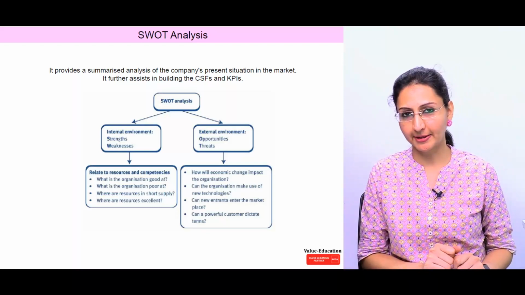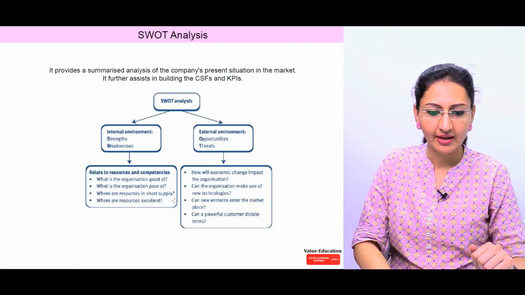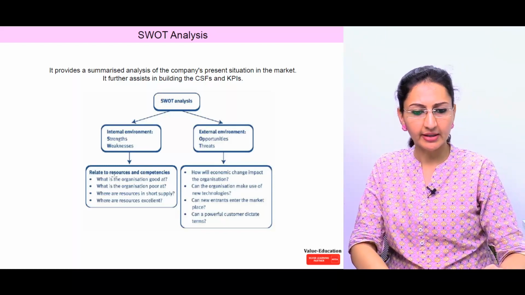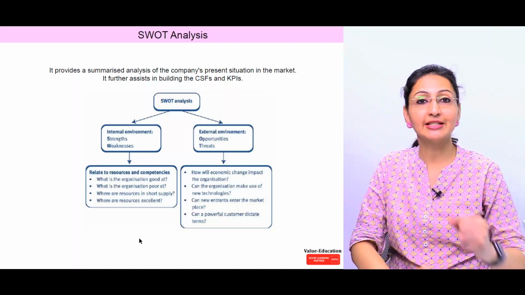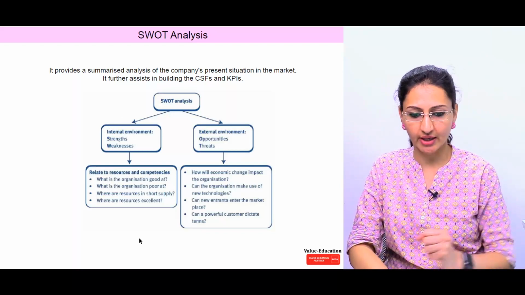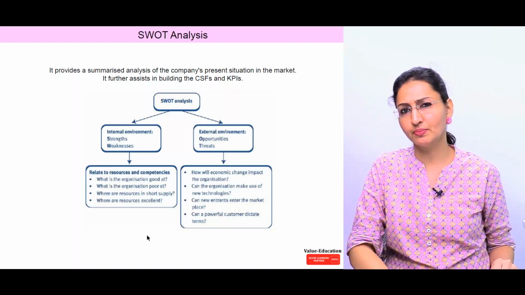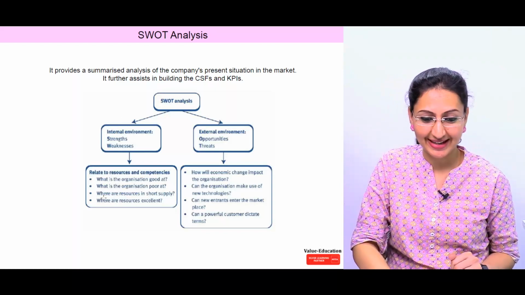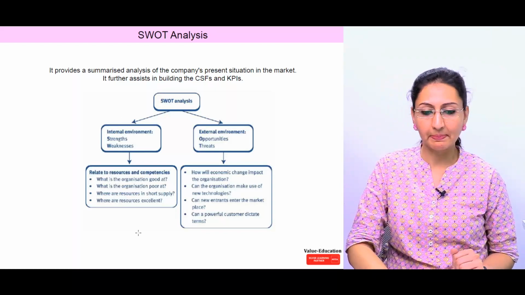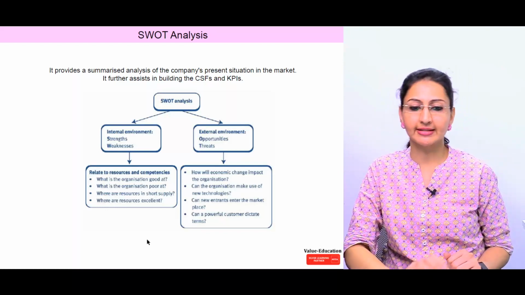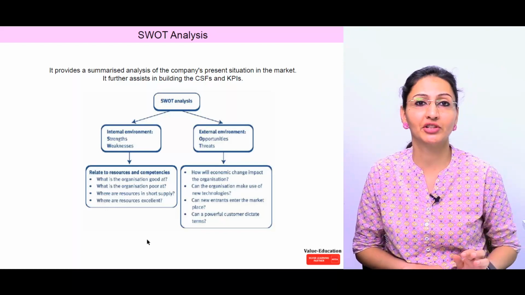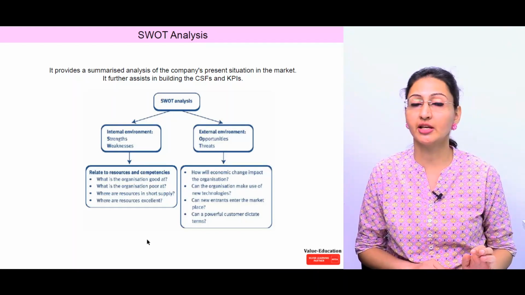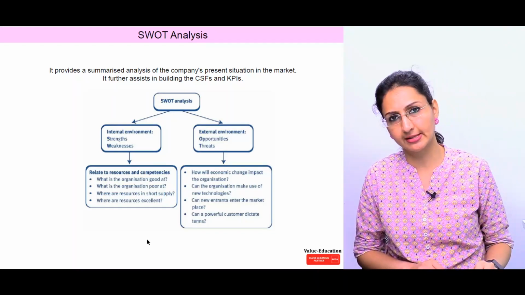Again, they can creep in from the internal environment also, but still it's more likely that they will belong to the external environment. Now let's see something which relates to the internal environment, related to resources and competencies. That means what is the organization good at? That's the strength of the organization. What is the organization poor at? Weakness. Where are resources in short supply and where are resources excellent? Wherever resources are excellent, that's a strength for the business. Wherever the resources are in short supply, that's a weakness for the business.